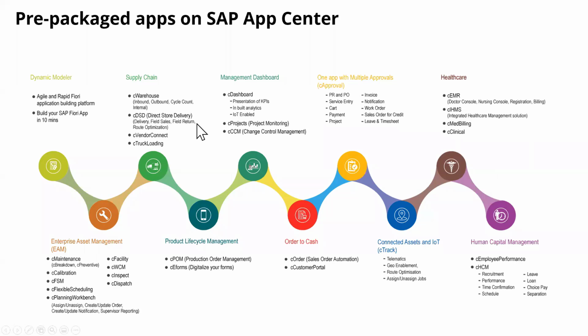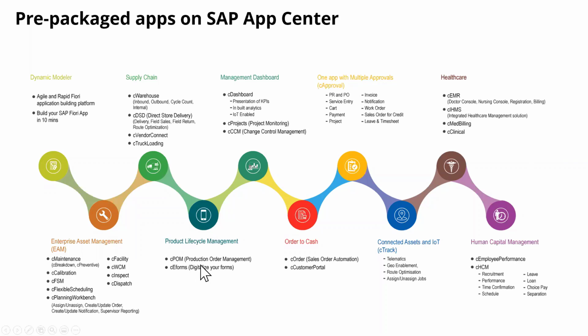Then we have direct store delivery. We had a webinar yesterday. If you are interested, we can share the link of the webinar, which helps you automate your customer fulfillment process, order fulfillment process. That includes delivery, new sales, and the return. We also have truck loading, which you can use on the supply chain side to complete your truck loading and complete the delivery transaction within SAP.